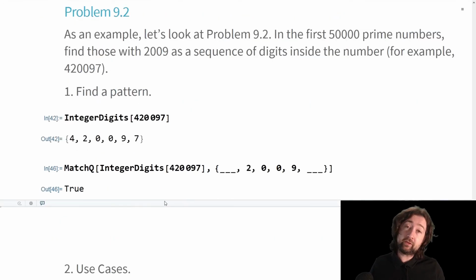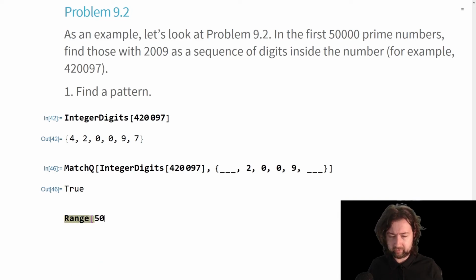So now I just need to figure out how to apply this in a Cases command. And one way of doing that would be to map the IntegerDigits command onto a list of the primes. So I guess the first thing we could do would be to create the range of numbers that we wanted. And then I guess I could map the primes onto that.